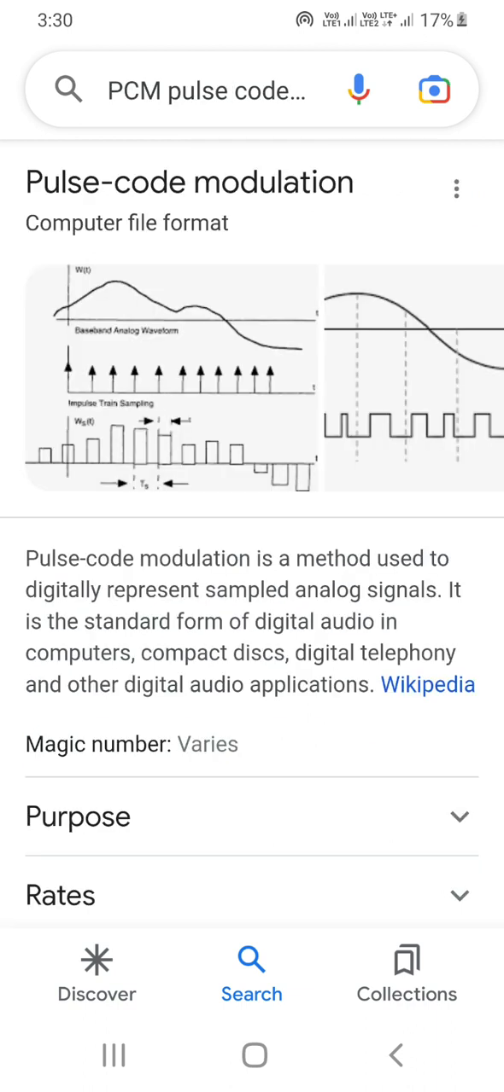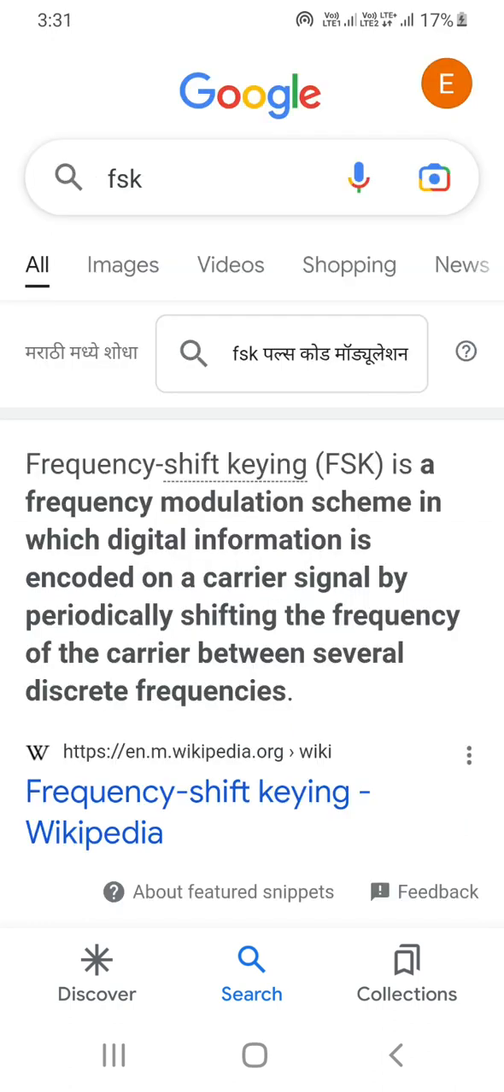So what is pulse code modulation in the computer file format? Pulse code modulation is a method used to represent a sampled analog signal. It is a standard form of digital audio in computers, compact discs, digital telephony, and other digital audio applications. Frequency shift keying, FSK, is a frequency modulation scheme in which digital information is encoded on the carrier signal by periodically shifting the frequency of the carrier between several discrete frequencies.